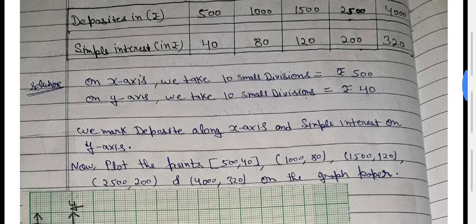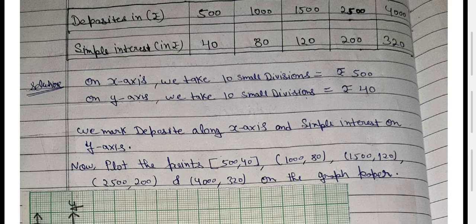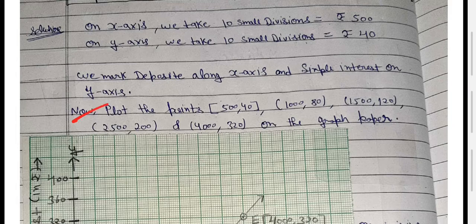Now plot the points. What does the point become? A point is always in the form of x comma y. So x is 500 and y is 40. So the first point becomes 500 comma 40. Second one 1000 comma 80. Third one 1500 comma 120. Like that you have to make the points with the help of your table. Put the x value here, the y value here, then you make one coordinate. So you have to plot these points on graph paper.